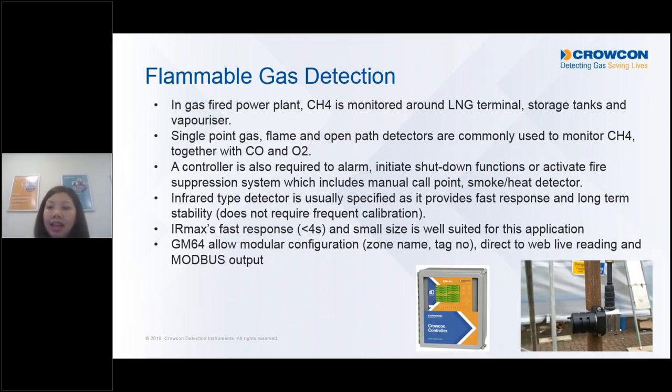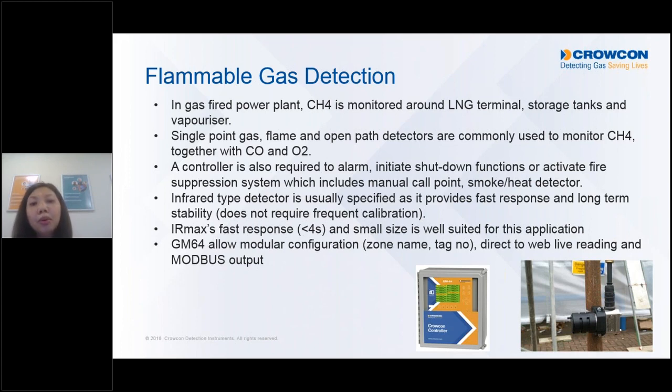In a gas-fired plant, methane is monitored around the LNG terminal, the storage tanks, as well as the vaporizer. So LNG is liquefied natural gas. It is liquefied so that it's easy to transport, so it is stored in its liquid form. When it is ready to be fed to the furnace or the boiler, it is vaporized so that it goes back to natural gas. So that's what the vaporizer does.